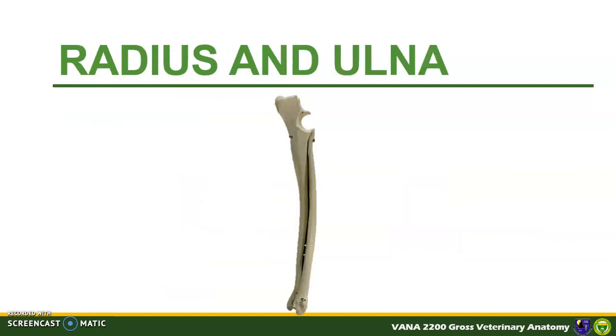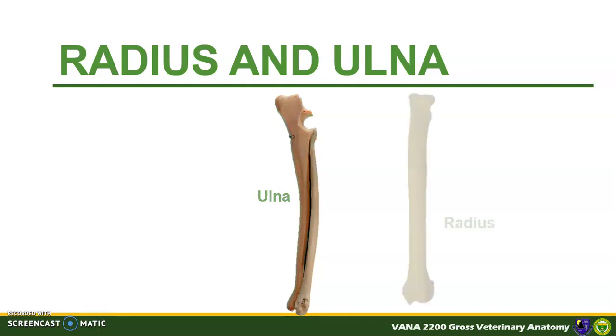Let's move to the bones of the forearm. This is the radius and ulna. And this is the shorter and more massive radius. It is located medially. It is the weight bearing bone of the forearm, meaning it carries the force when the animal is standing in a normal position. On the other hand, this is the ulna. It is longer and slender compared to the radius. It is located laterally. Let us discuss the parts of each bone.